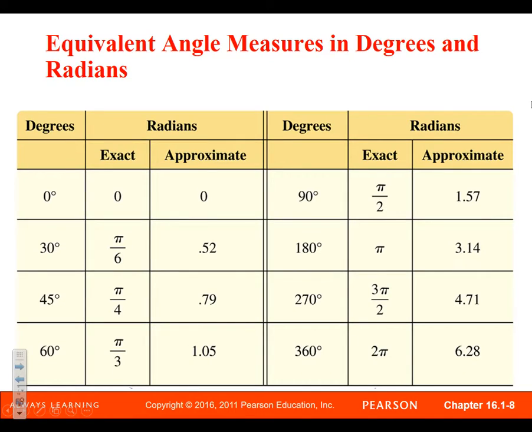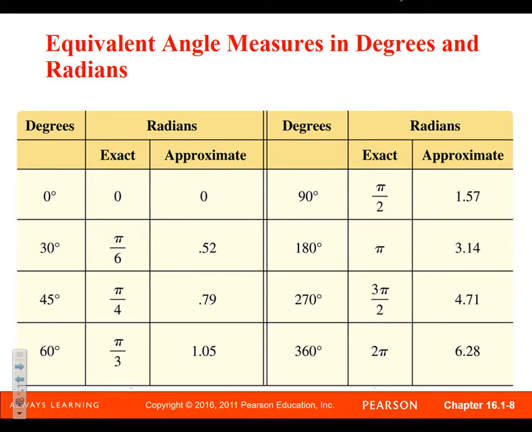Cool. Here are some recurring numbers that you want to know and memorize. 0 degrees is 0 radians. When we're talking about radians, 90 degrees is about pi halves. 180 is pi. 270 is 3 pi halves. And 360 is 2 pi. You also want to know the 30s, the 45s, and the 60s. Now, here's a dead giveaway.